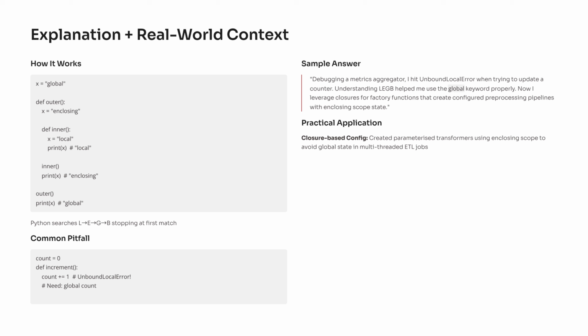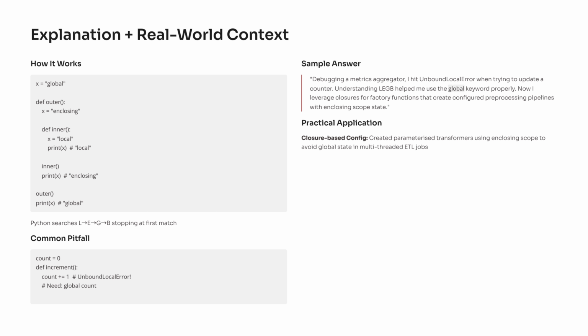Here's how you could turn that situation into a strong interview answer. While debugging a metrics aggregator in one of my ETL jobs, I realized my counter variable wasn't updating. It turned out I was modifying it inside a function, and Python was treating it as a new local variable instead of the global one.